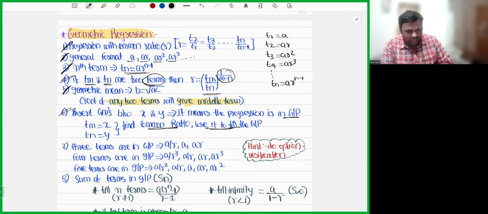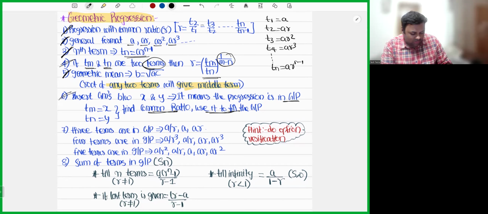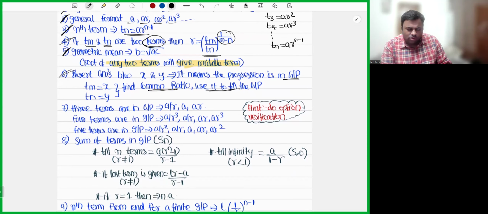Next, I said Tm and Tn are two terms, their common ratio will be Tm by Tn whole power 1 by m minus n, right? Next, we have seen geometric mean, b will be equal to root ac. Then I said how to deal if we are supposed to insert two geometric means.